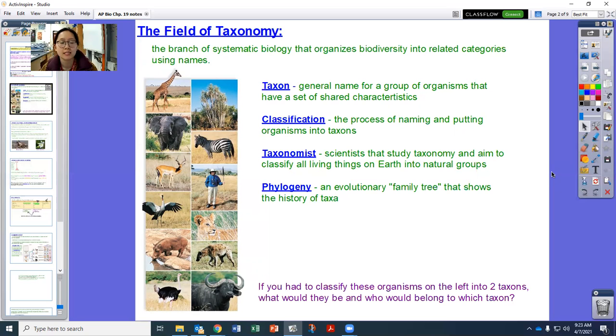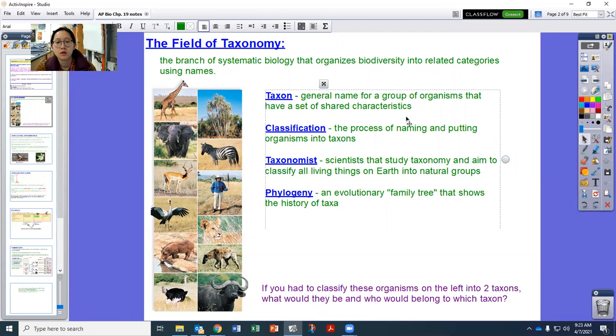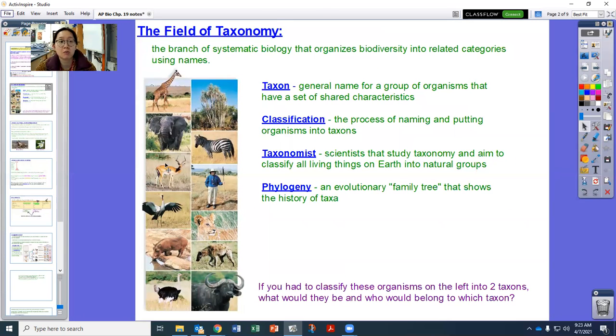Some vocab is that a taxon is a general name for a group of organisms that have a set of shared characteristics. If they have similar characteristics, then they'll probably be in the same taxon, but there are different levels of taxons, right? There's really broad ones like kingdoms, and then there's really specific ones like species. So if they have a similar set of characteristics, they're probably going to be in a smaller group together that's more specific. And if they only have a couple general ones that are similar to each other, they'll probably be in a broader category like kingdom or phylum.